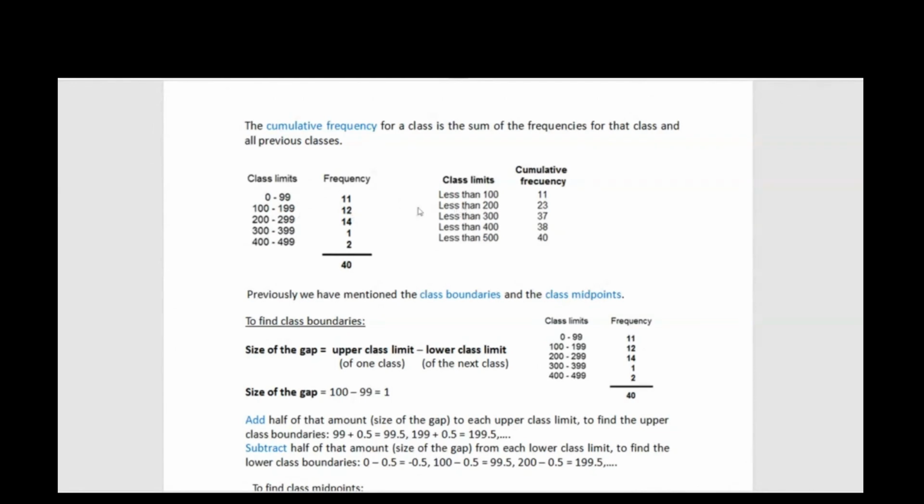Now, less than 200 includes the values of the first class that go from 0 to 99 and the second class that go from 100 to 199. So we have 11 plus 12, which is 23. So this 23 that you see as cumulative frequency here is the number of values that are less than 200, that is, the number of data values included in the first two classes. If you find the cumulative frequency of the values that are less than 300, then you should include all the values of the first three classes. So you have from 0 to 99, 100 to 199, and 200 to 299.